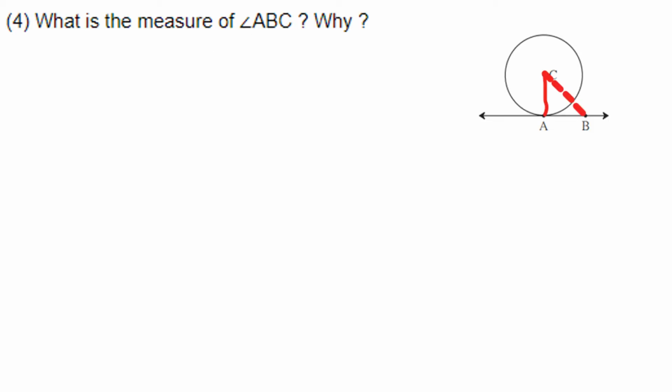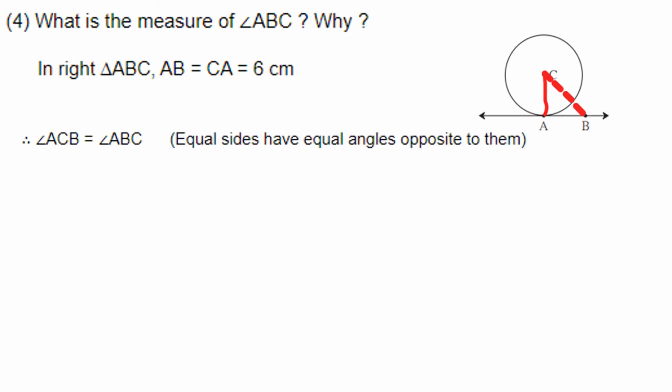Next is, what is the measure of angle ABC and why? In right angle triangle ABC, AB equals AC equals 6 centimeters. So ACB equals ABC, meaning angles opposite to equal sides are equal. So equal sides have equal angles opposite to them. Therefore, if the sides are equal, then angles opposite to them are also equal. So in front of AB, the angle is C, and in front of AC, the angle is B. Therefore, angle C is congruent to angle B.